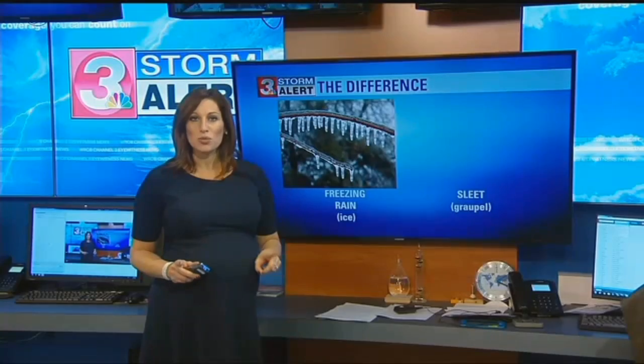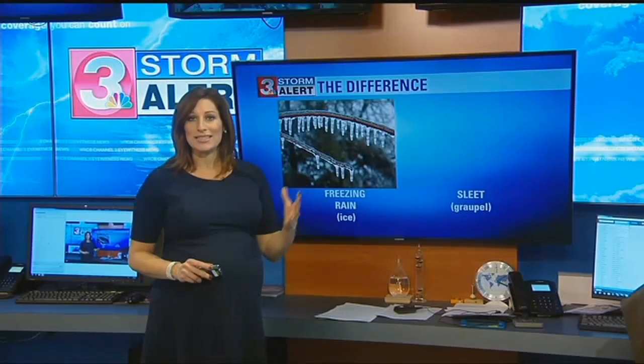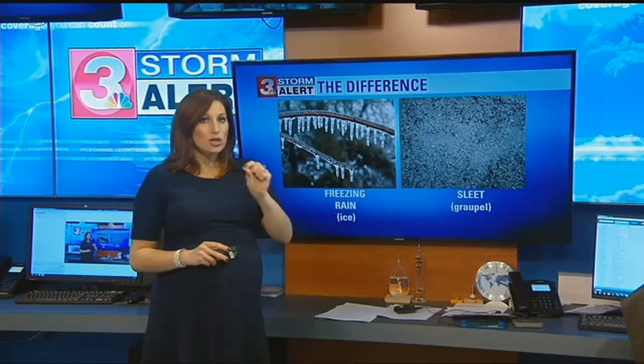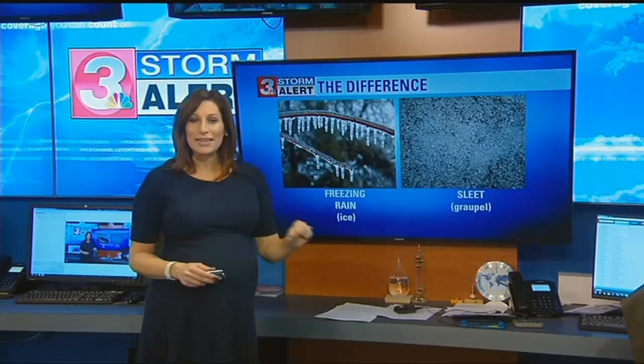So here's the difference, what you need to look out for. Freezing rain is going to be a glaze of ice. Much more dangerous than sleet. Sleet is also called grapple. So the difference between the two is sleet looks like those tiny little pellets, as opposed to freezing rain where you get a glaze of ice.